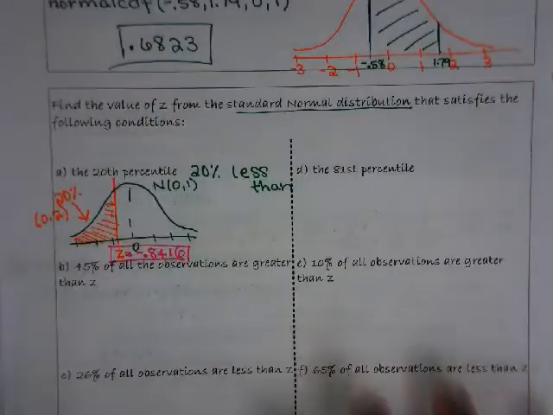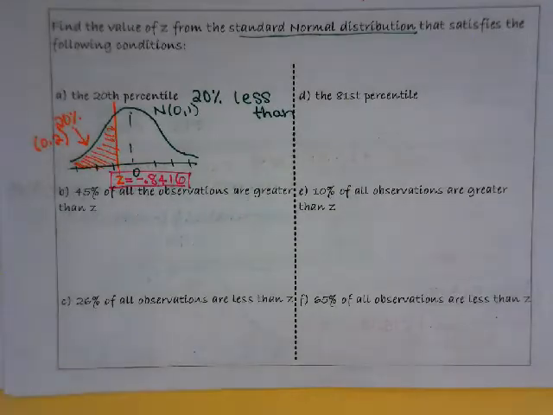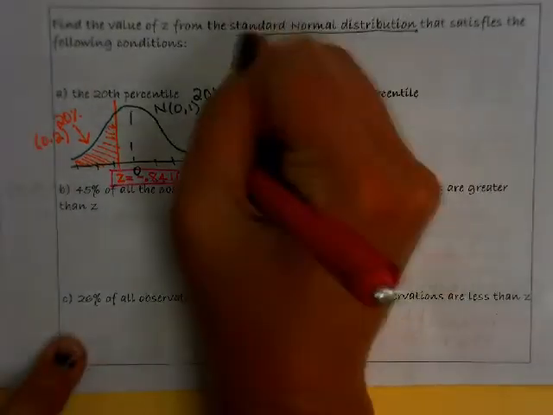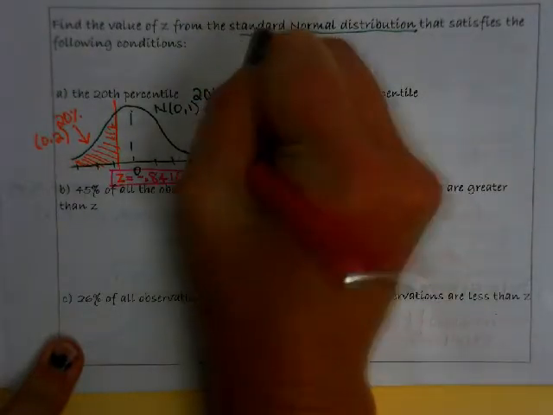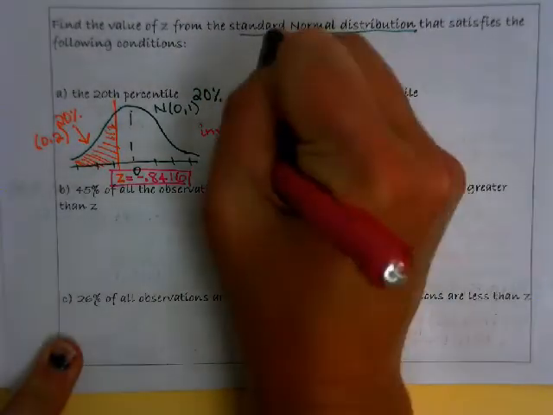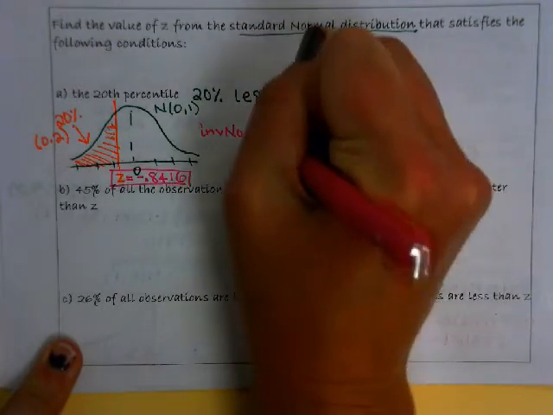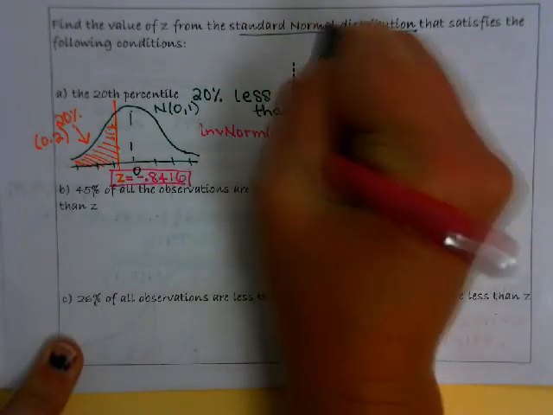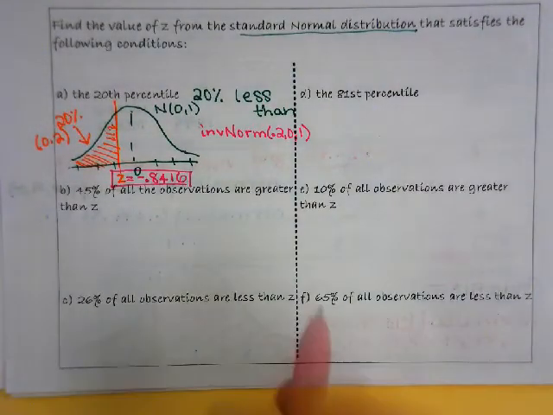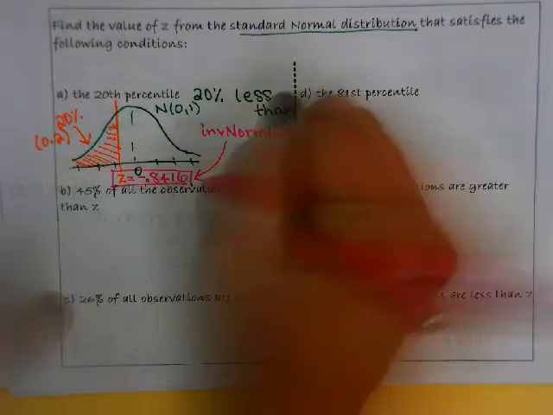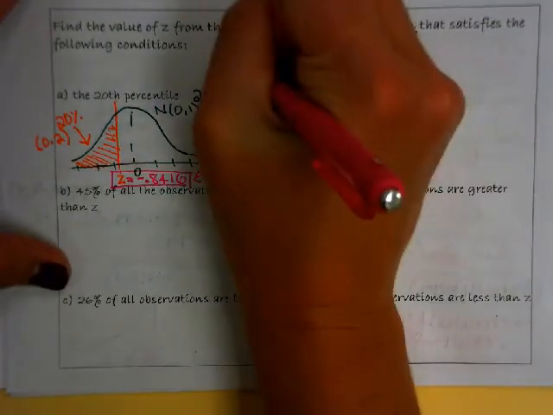Nate? Can we write the calculator thing on these as well? Oh, yes, thank you. I do need to write the calculator thing on this as well. So this is inverse norm. And we put 0.2, the mean was 0, standard deviation is 1. And then that gave us that z-score. And to get to inverse norm, it's second bars and then number 3.